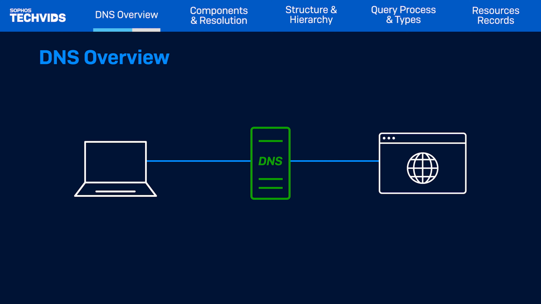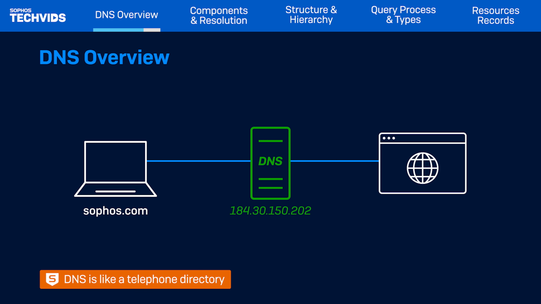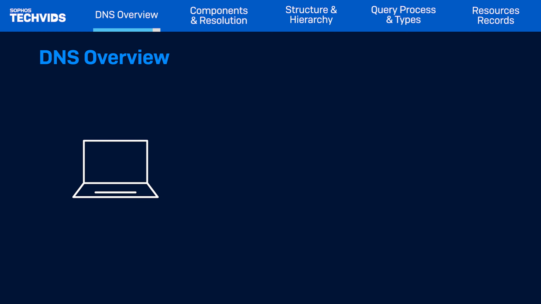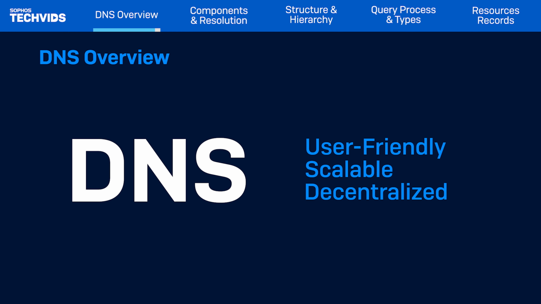For example, it's easier to remember your favorite website by its name, sophos.com, than the address 184.30.150.202. Think of DNS like a telephone directory. You search for a name and receive a number. Likewise, you use DNS to find the IP address associated with a domain. In short, DNS is user-friendly, scalable, and decentralized. Now, I'll explain the key components and functions.